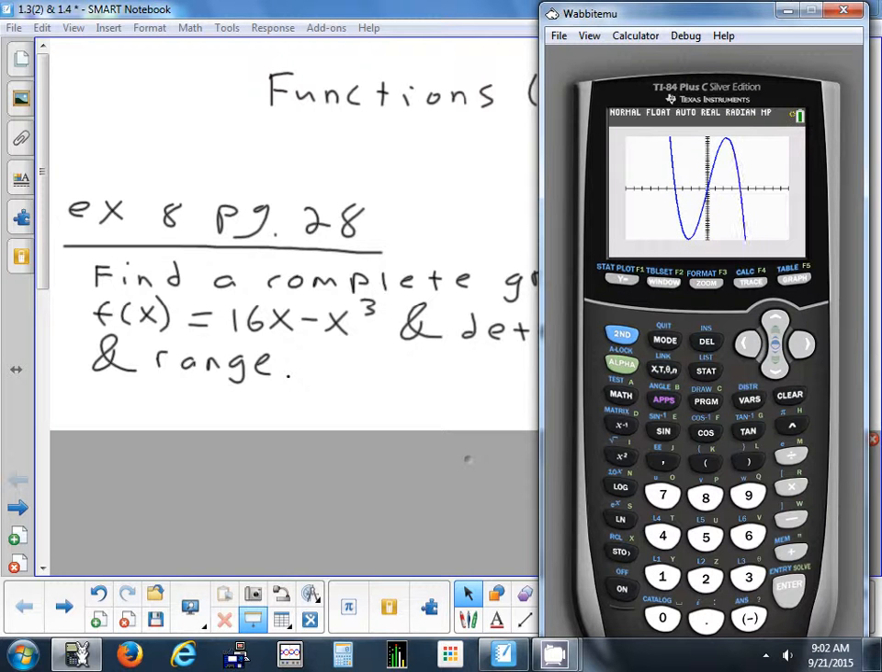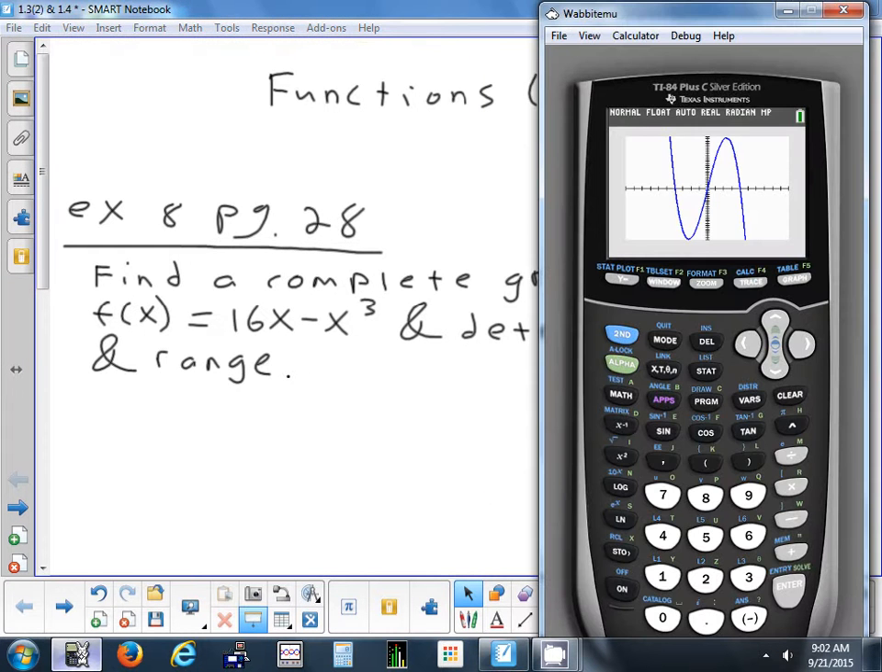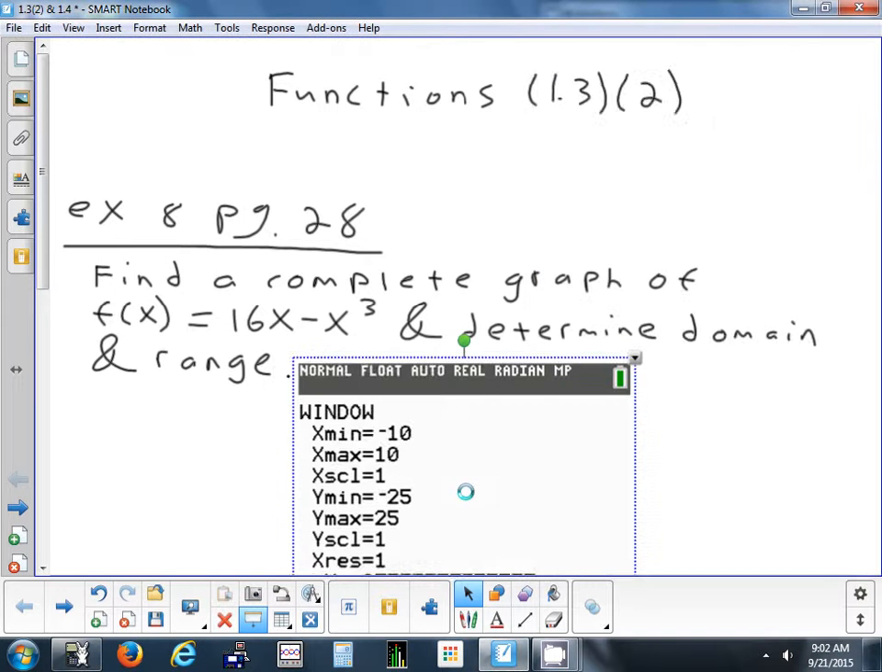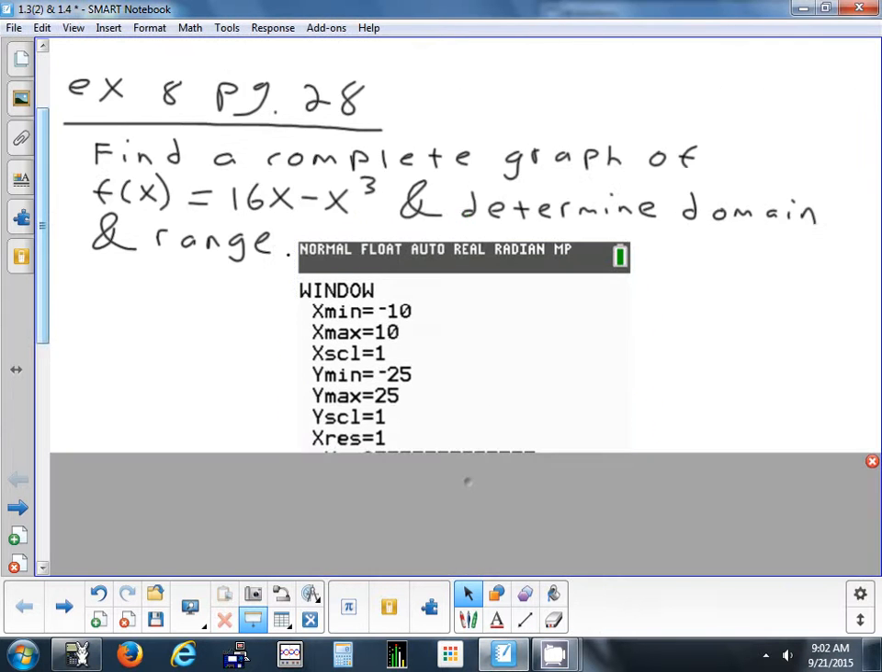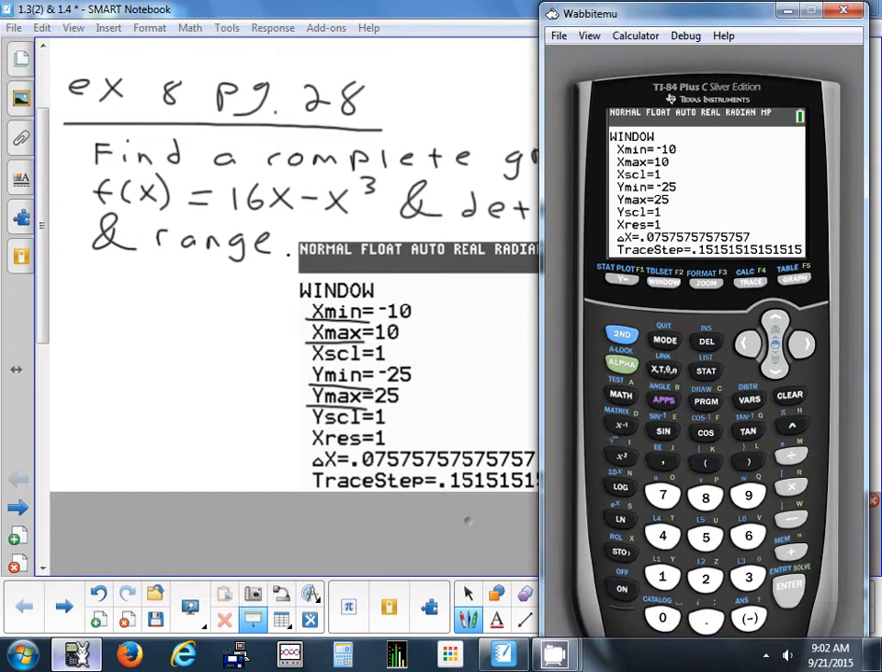Okay, that looks better, just barely on the screen, but that works. All right, so there's the complete graph. On the homework, all you'd have to do is write down what you use for a window. Specifically, you just need that one, that one, that one, and that one. Your mins and maxes.